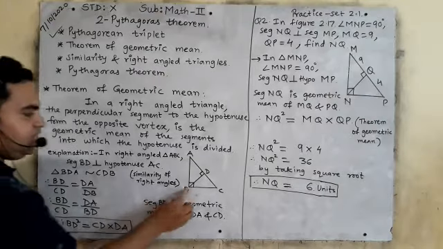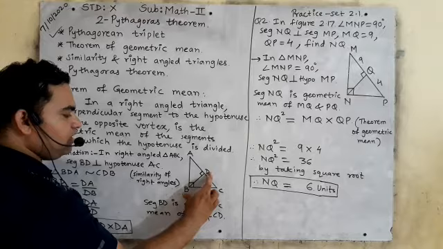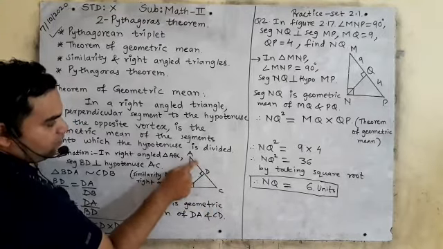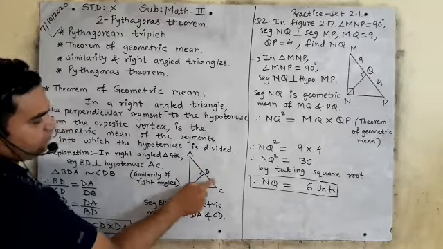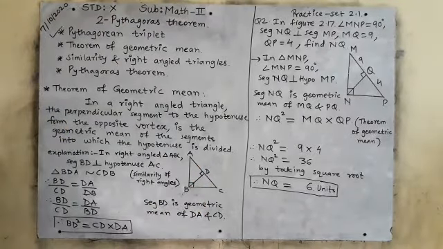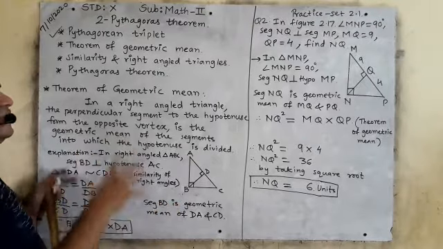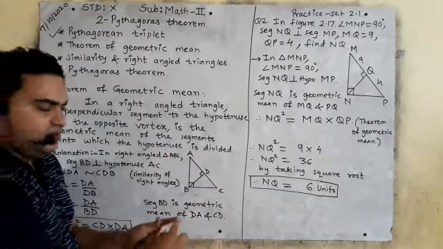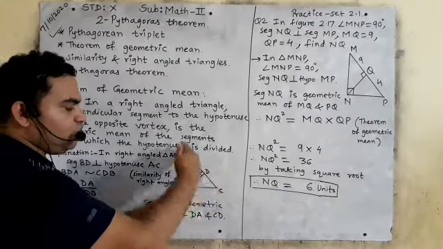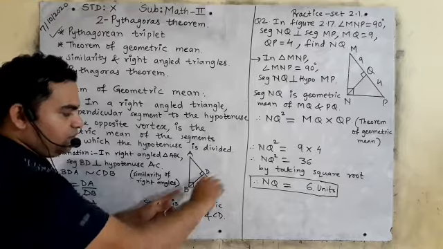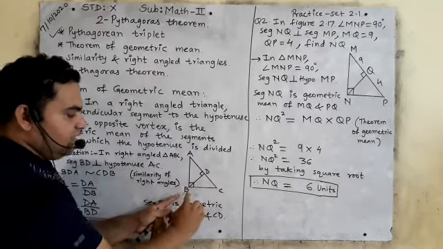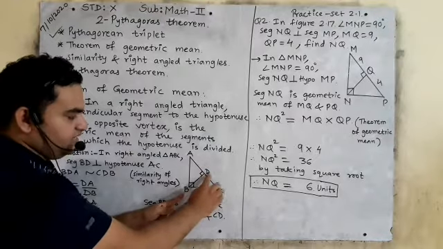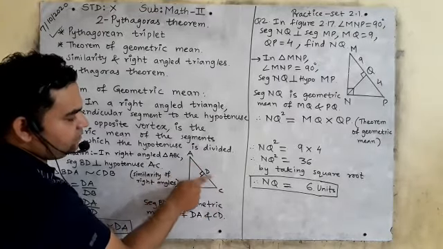It means BD square, whatever will be the geometric mean, that square is equal to one part of the hypotenuse multiplied by the second part of the hypotenuse. Is it clear? Again I am saying how we will understand the given question is of geometric mean. There is a figure, a right angle triangle, and one perpendicular drawn on hypotenuse AC. So that perpendicular is the geometric mean. It means BD square is equal to AD multiplied by DC.